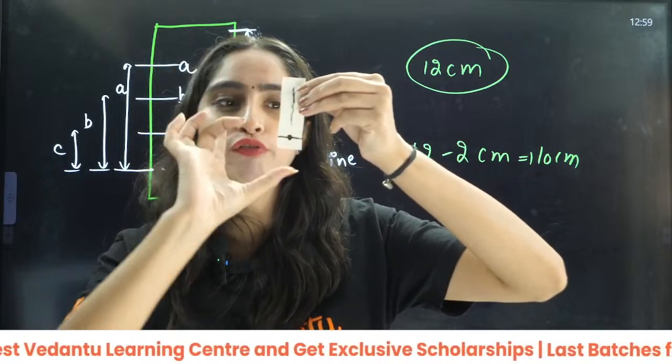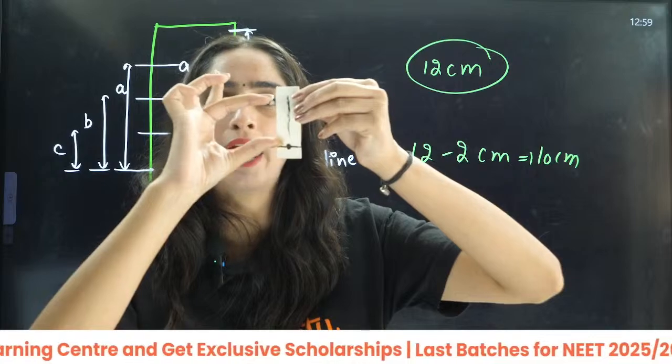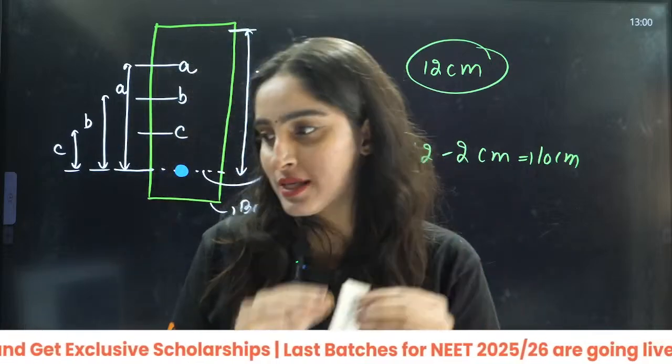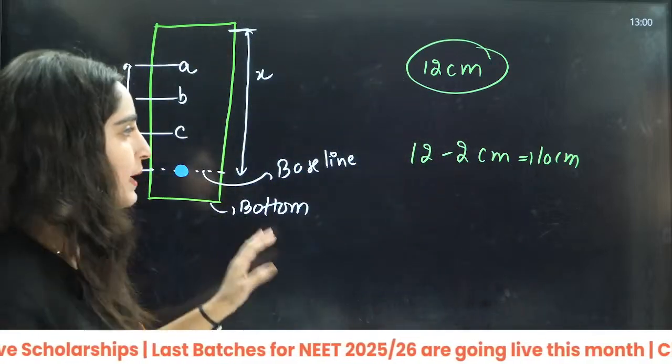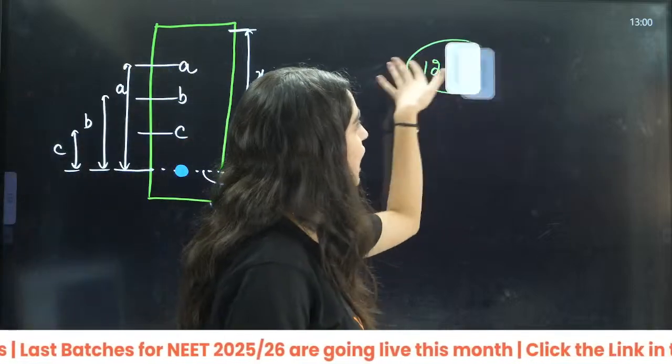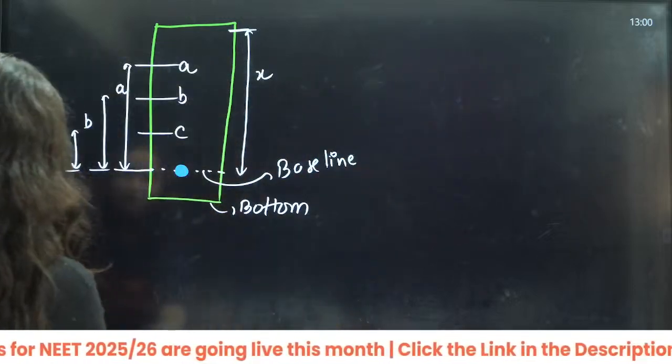If they have given you the distance from the bottom, you will subtract this 2 and you will get the distance from the baseline. Okay? Now let us understand the retardation factor.